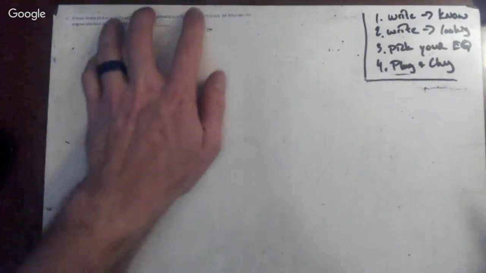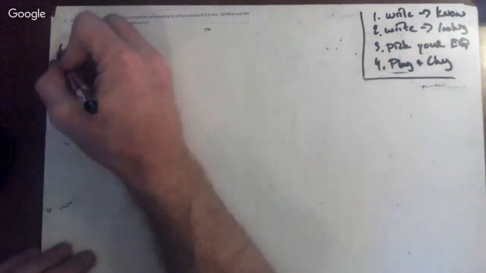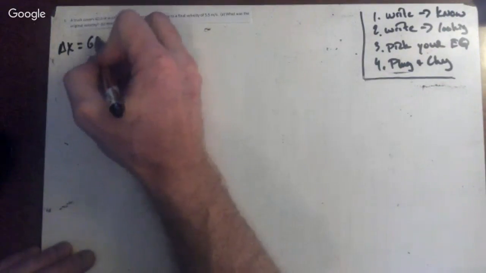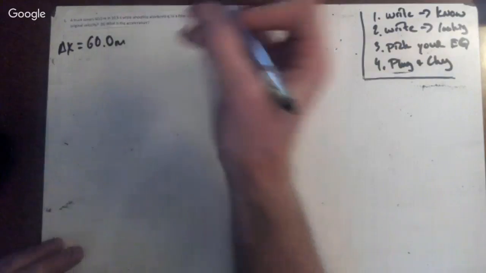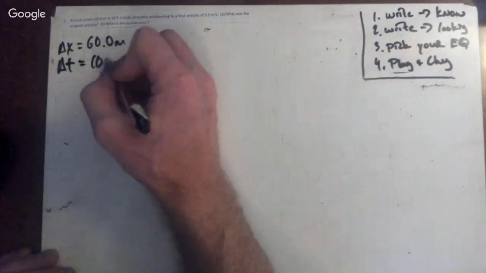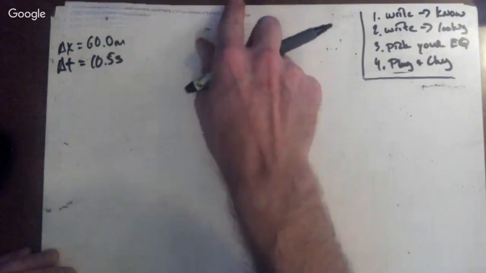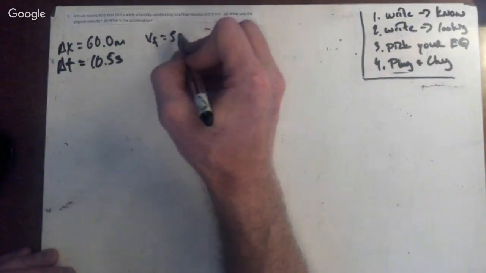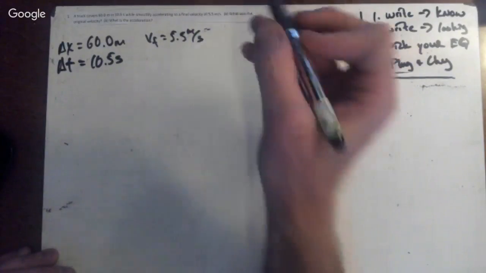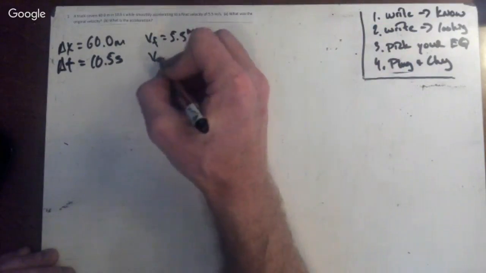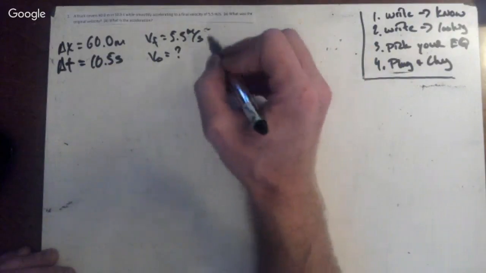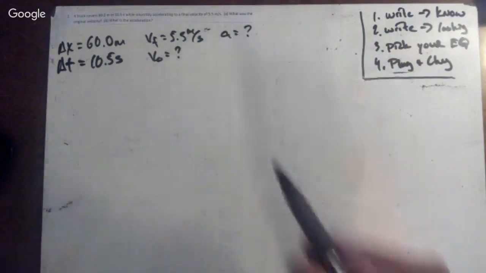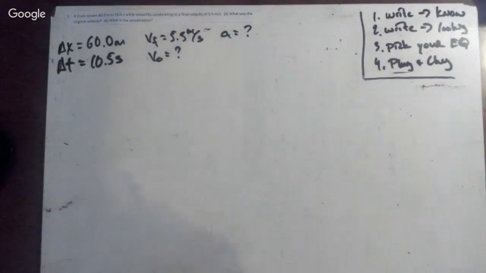Okay. So a truck covers 60 meters. That's our delta x, 60 meters. Let's see if it's our only one. In 10.5 seconds, that's a time, while smoothly accelerating to a final velocity of 5.5 meters per second. What was the original velocity, v0? We don't know. What's the acceleration, a? We don't know. All right, so let's go ahead and start working that out.